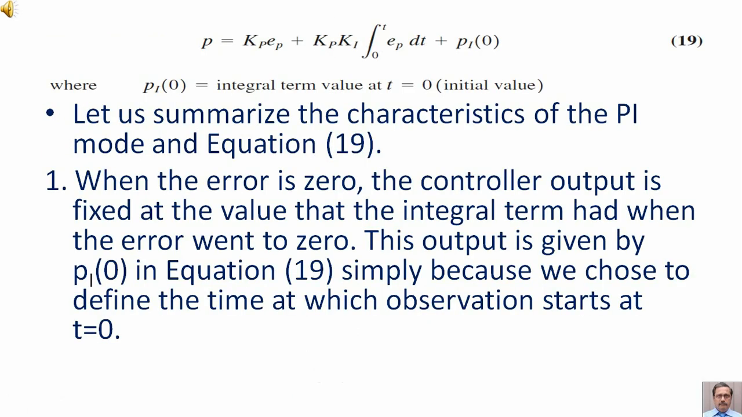Let us summarize the characteristics of the PI mode and equation 19. When the error is 0, the controller output is fixed at the value that the integral term had when the error went to 0. This output is given by P subscript 0 in equation 19, simply because we choose to define the time at which observation starts at t equal to 0.